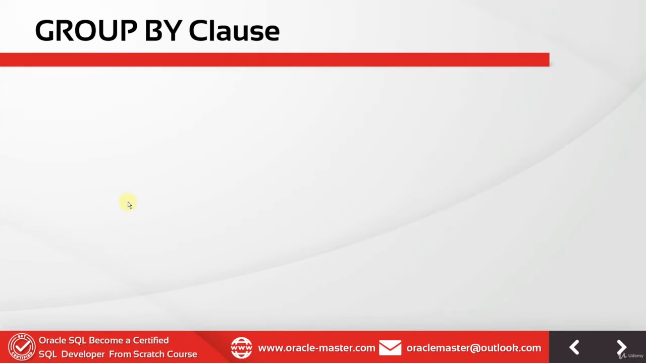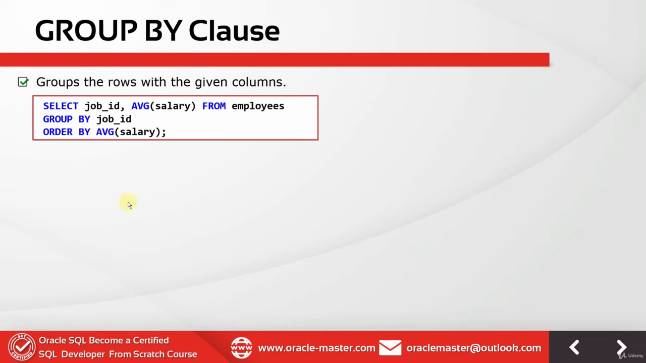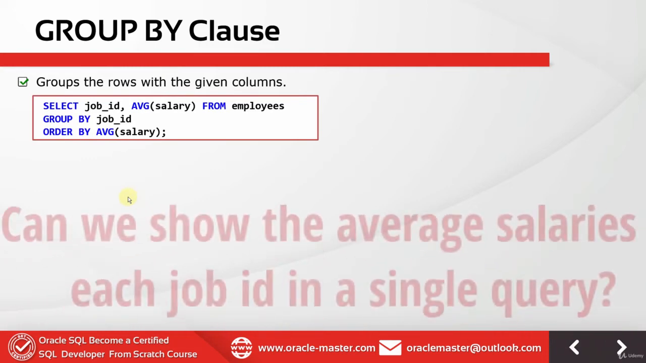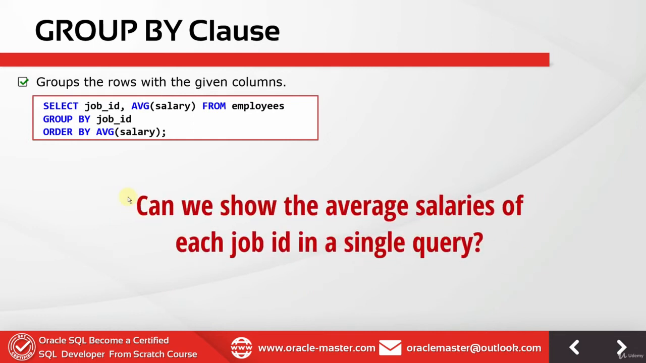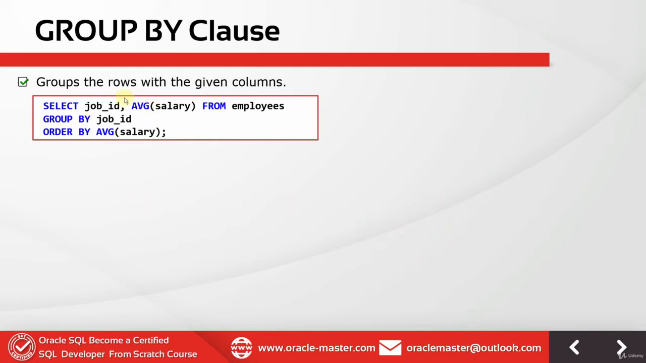As I mentioned, the group by clause groups the rows with the given column or column list. Let me show you an example of this. As you remember, at the beginning of this lecture, I had asked you, can we show the average salaries of each job ID in a single query? Now you know that we can do this using the group by clause. To do this, we write select and the column name that we want to group with, which is job ID here, AVG salary from employees.